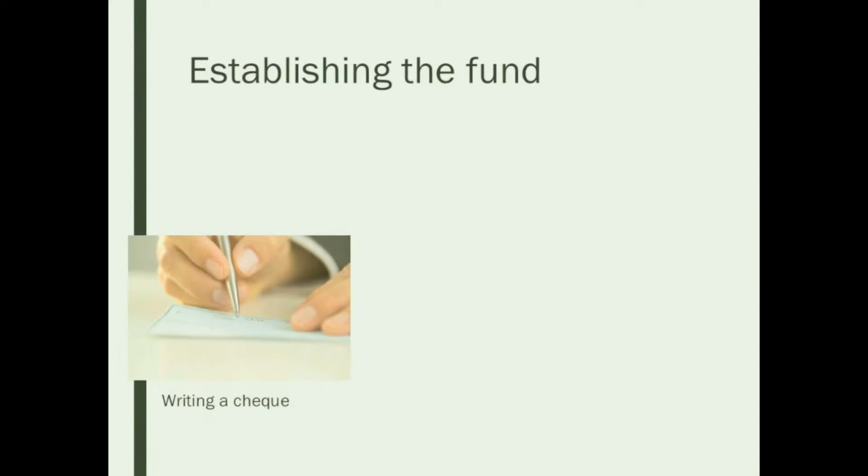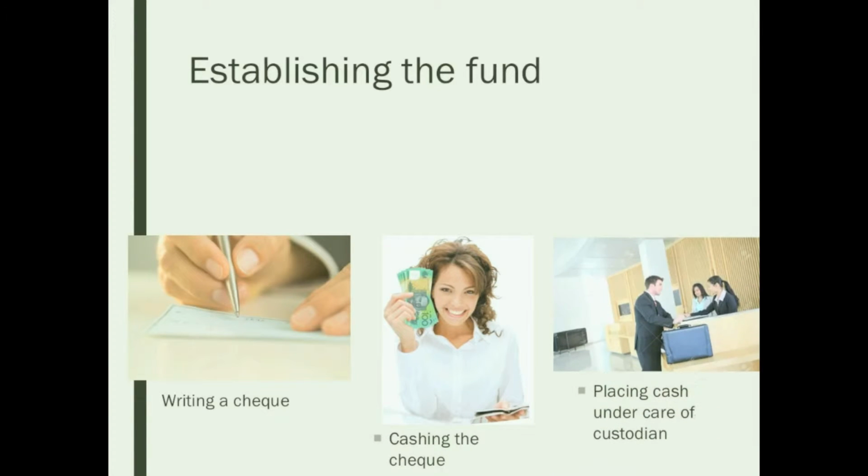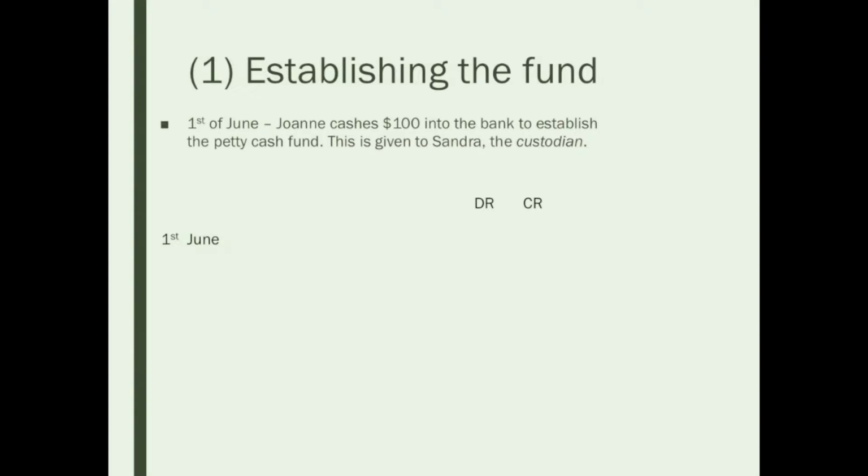Number 1, a petty cash fund is established by writing a check for the amount of the fund, then cashing the check and placing it under the care of an employee designated as a custodian. To illustrate, suppose that on the 1st of June, Joanne cashes a $100 check into the bank to establish a petty cash fund. The cash is then given to Cassandra, the custodian.